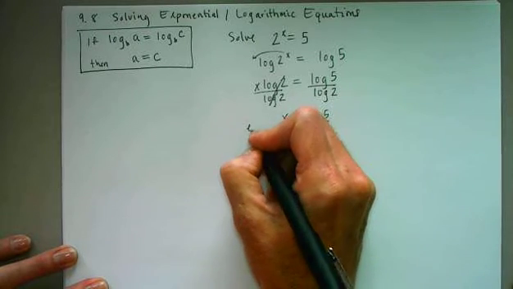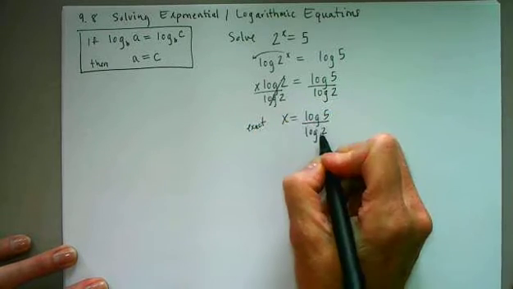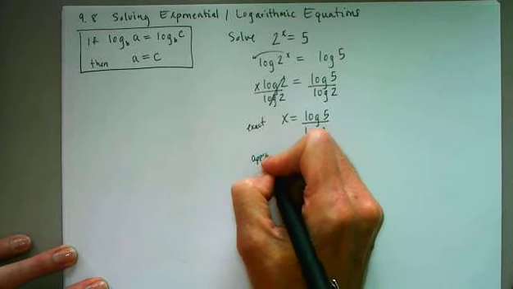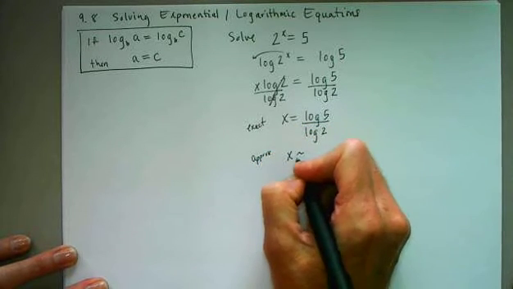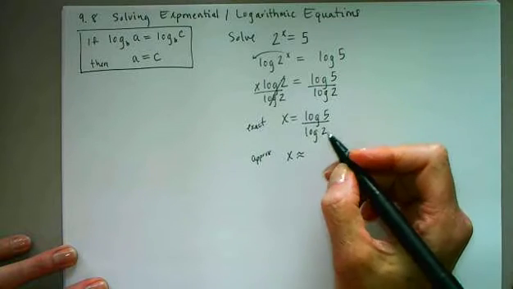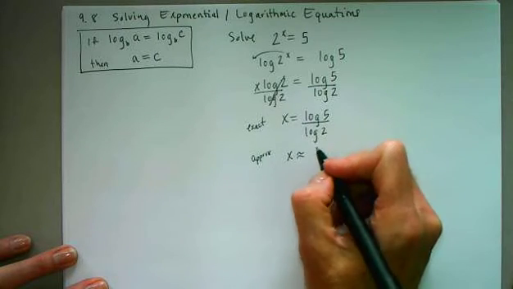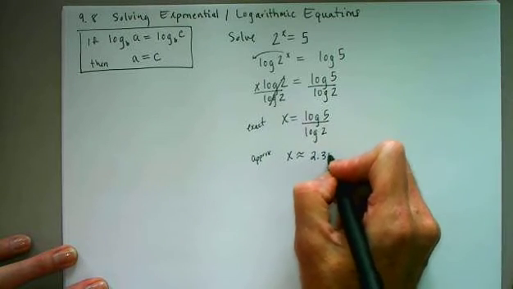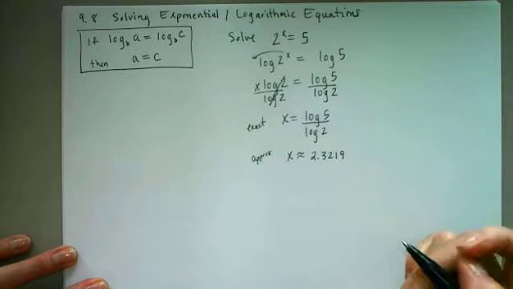And if they want the exact answer, you're done. If they want the approximate, now you punch it in your calculator. And so if I punch that in my calculator, I will get 2.3219, and they do go 4 decimal places.